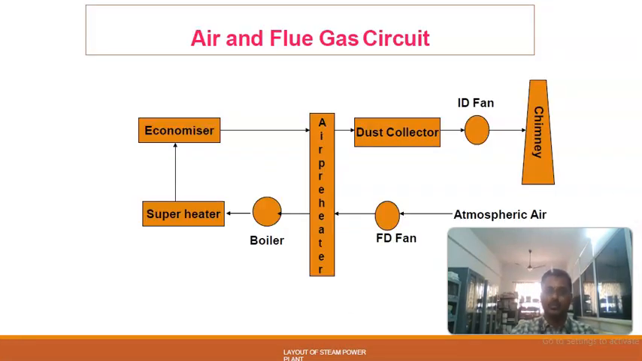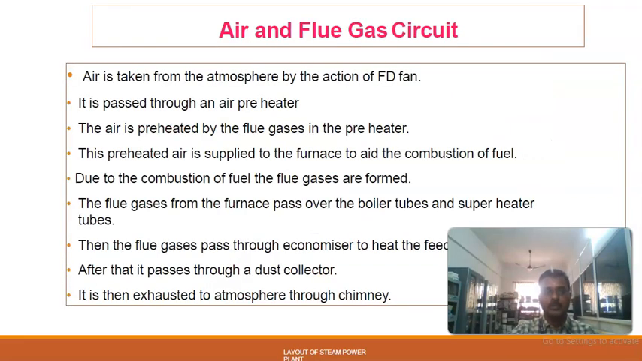The air and flue gas circuit includes the economizer, superheater, boiler, air preheater, dust collector, and then the chimney to the atmosphere. In the air circuit, air is taken from the atmosphere by the action of a fan. It is passed through the air preheater. The air is preheated by the flue gases in the preheater. This preheated air is supplied to the furnace to aid the combustion of fuel.